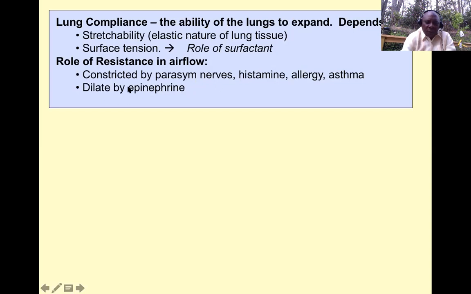Okay, we've already talked about epinephrine. It will cause bronchial dilation, and this epinephrine acts on the beta-2 adrenergic receptors in the smooth muscles of the bronchioles, and that will cause bronchial dilation. So these are the different factors that influence resistance and impact airflow.